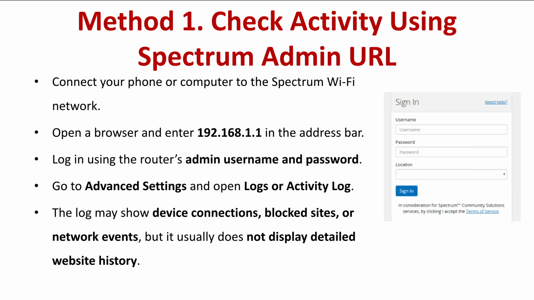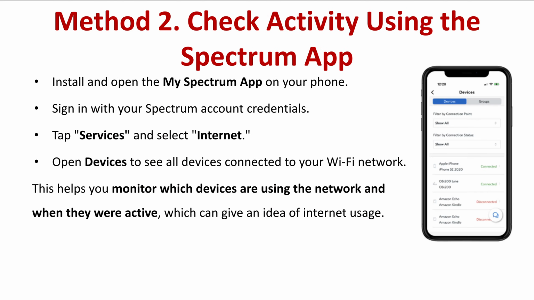So method first is check activity using Spectrum admin URL. Connect your phone or computer to the Spectrum Wi-Fi network, open a browser and enter 192.168.1.1 in the address bar. Log in using the router's admin username and password. Go to advanced settings and open logs or activity log. The log may show device connection, blocked sites or network events, but it usually does not display detailed website history.